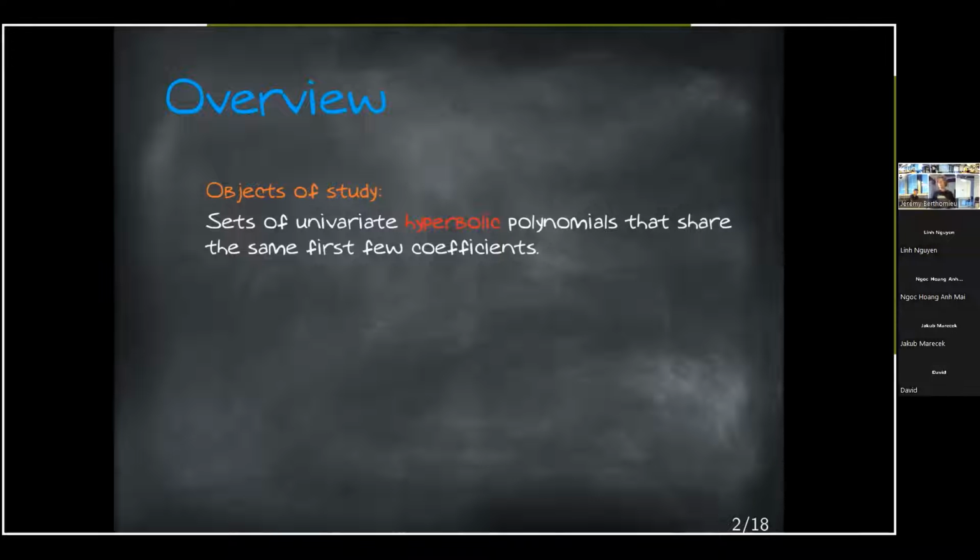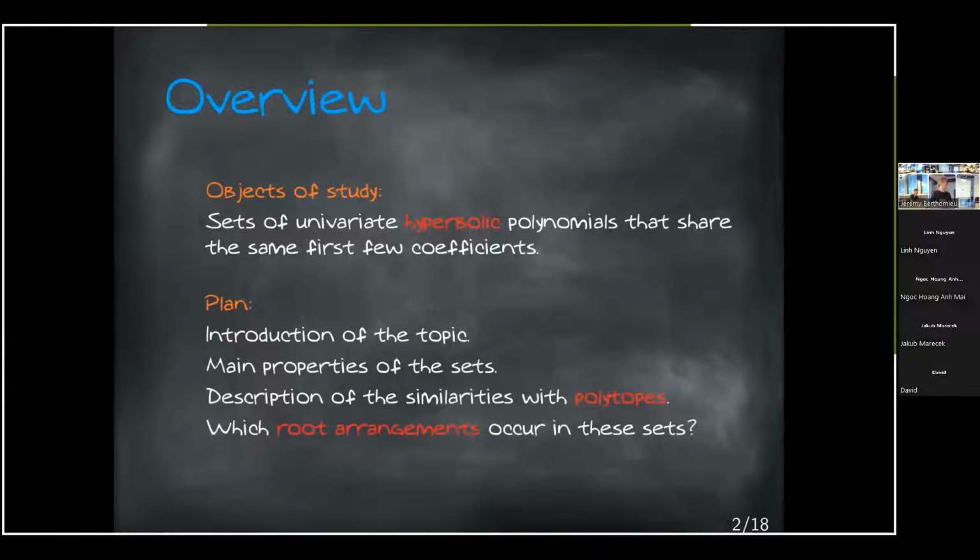I'll start by going into the origin of my interest in these sets. Then I'll describe some of the main properties and their similarities with the polytopes. And lastly, this perspective of thinking of them as polytopes will give us a way to determine which root arrangements can occur in these sets.